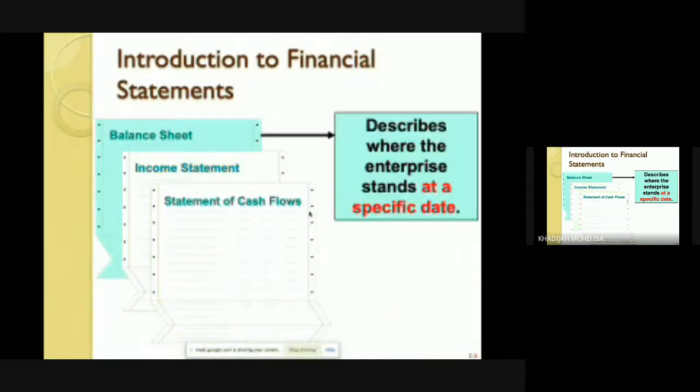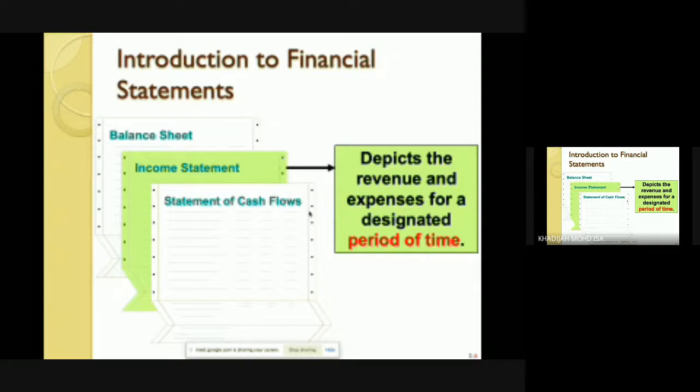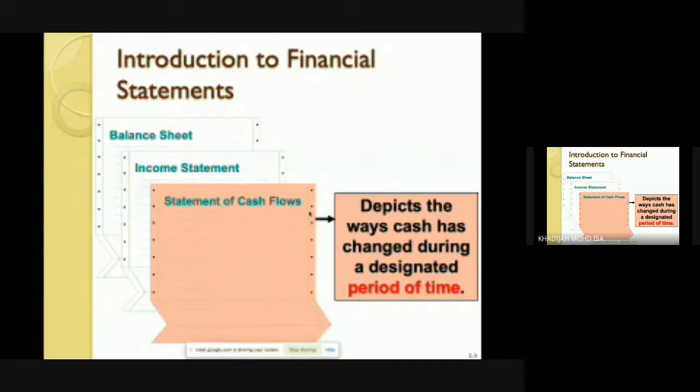Right, so your balance sheet describes how the enterprise stands at a specific date. So that's why you see that balance sheet as at 31st December. But the income statement shows the revenue and expenses for a designated period of time. So that's why your statement of profit and loss is for the year ended, for the month ended. So it shows you a period. And statement of cash flow is also for a period of time.